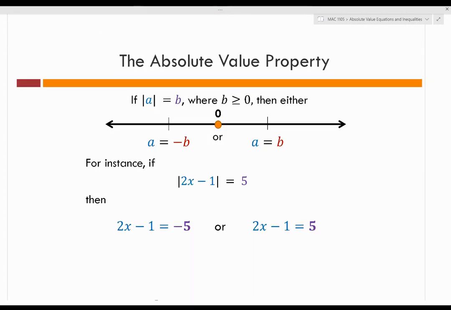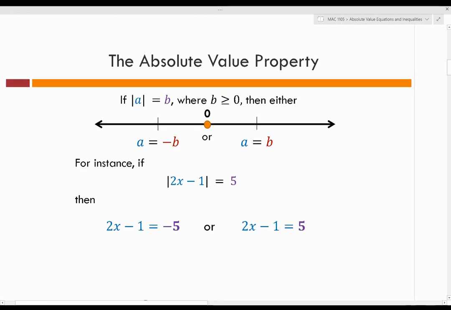Okay, so I'm sure you guys have probably seen it, but let's just review it anyway. So what we know is if the absolute value of A equals B, where B is greater than or equal to 0, then either A equals negative B or A equals B. Now I know that sounds really complicated, but you guys have probably seen absolute value. And the one thing that we know about absolute value, no matter what the number is, once you put it inside of an absolute value, it comes out positive.